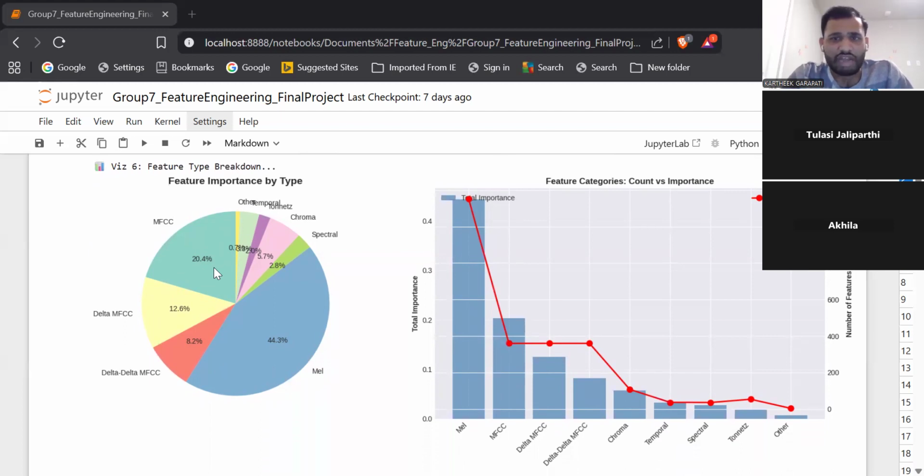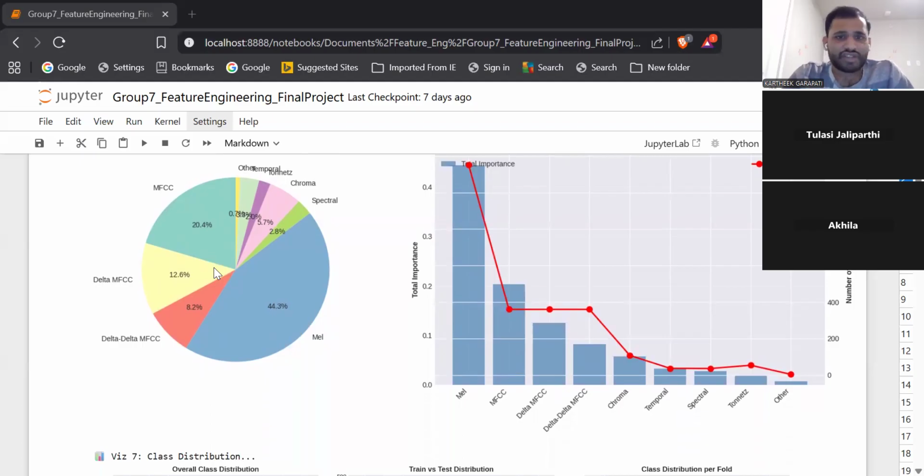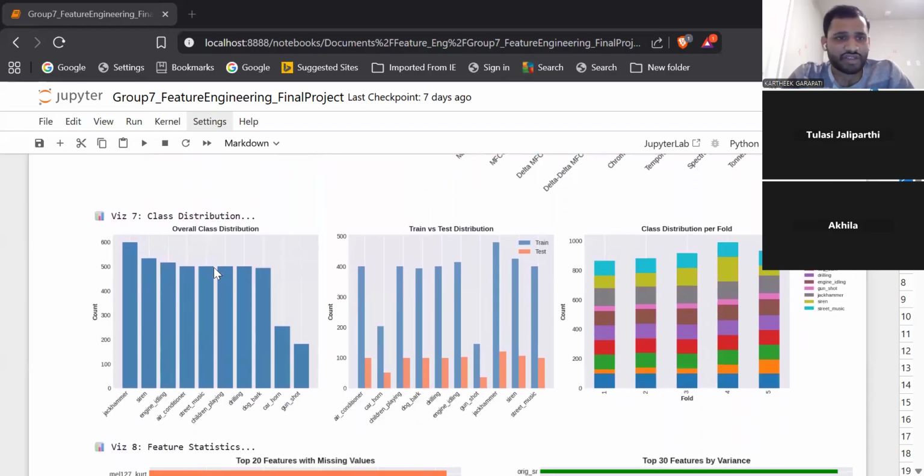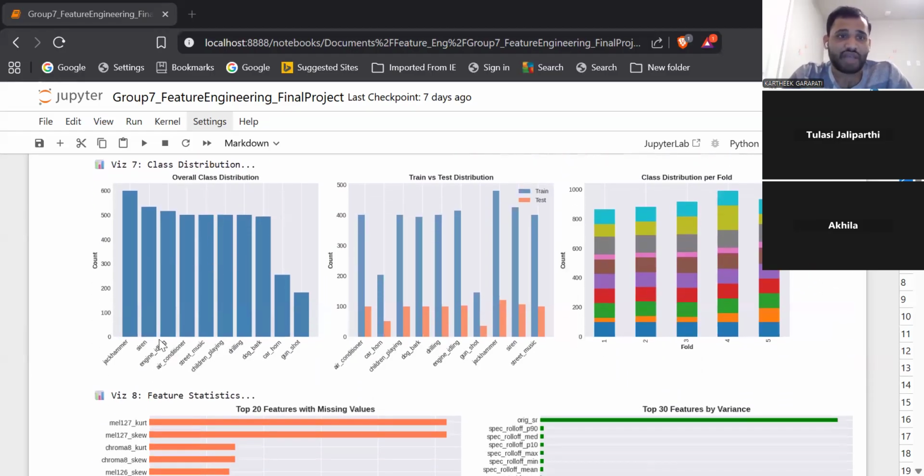So yeah, and spectral contribution around 15%. We'll move on to the next visualization and discuss the analysis later. Visualization 7 confirms class balance with around 450 to 500 samples.